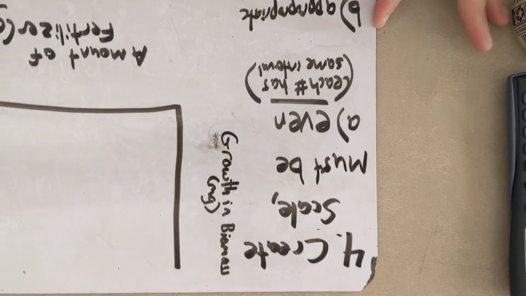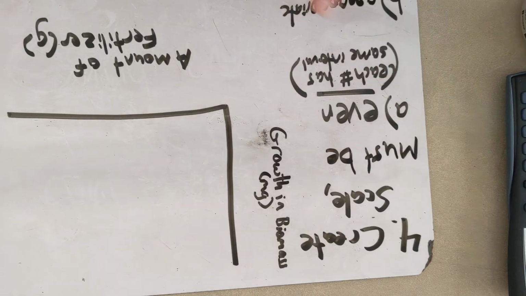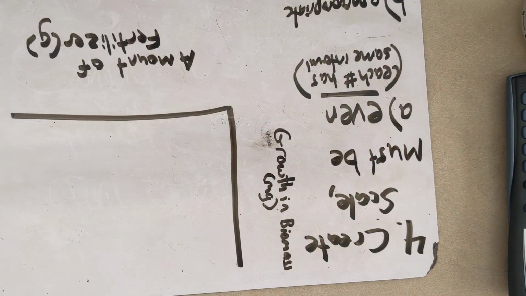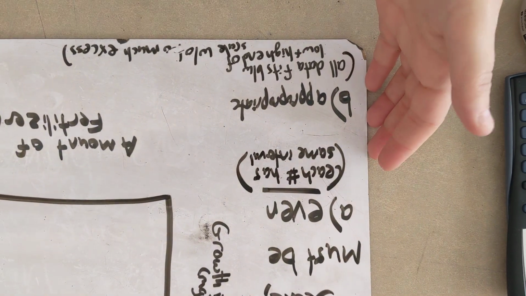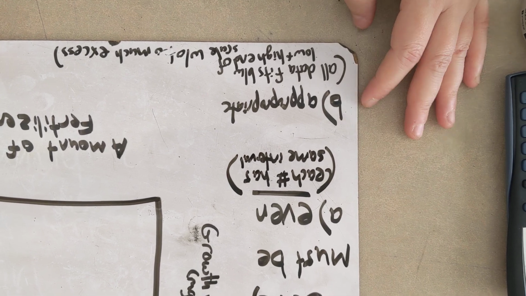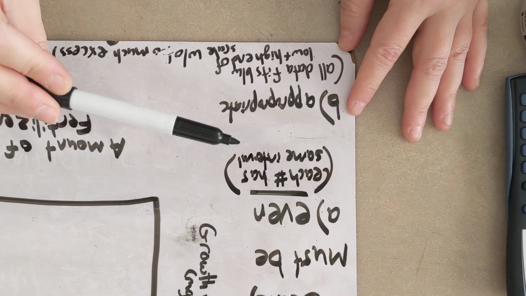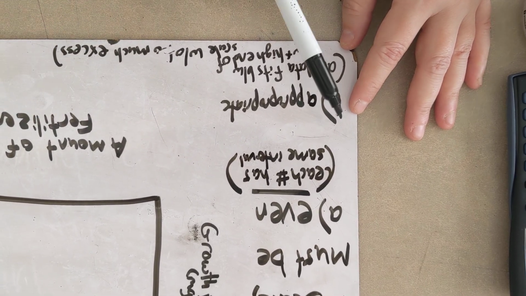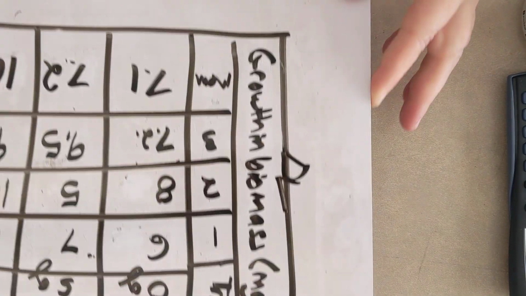In step 4, you need to create your scale. Now, your scale are the numbers that you put on the axes. The scales for the two axes do not have to match, but the scale for both your X and Y should meet 2 criteria, and I will be deducting points if they don't meet both criteria. Number 1, your scale must be even. By that I mean each number on the scale has to have the same interval.